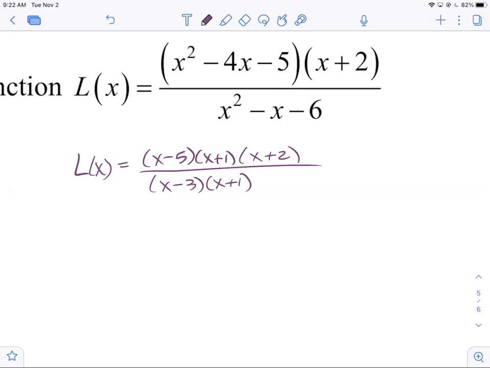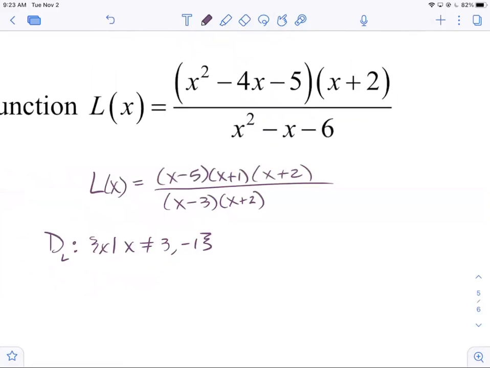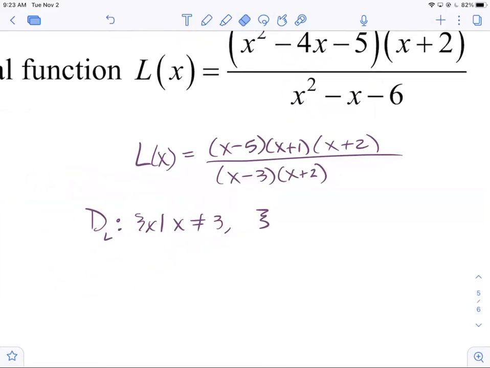Yeah, that looks good. I like that. So now D sub L is the set of all x such that x isn't 3, -1. Excellent. Yes, very good, because I didn't even check my own work. X plus 2. That gives us a -6. Yeah, very good. Thank you. So that'll change things. Good eye.